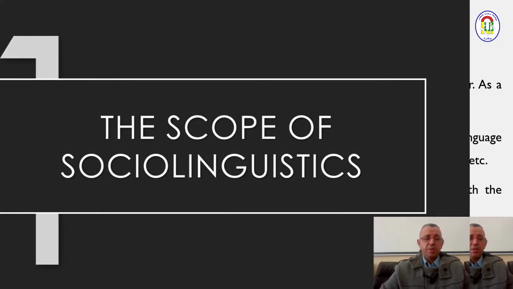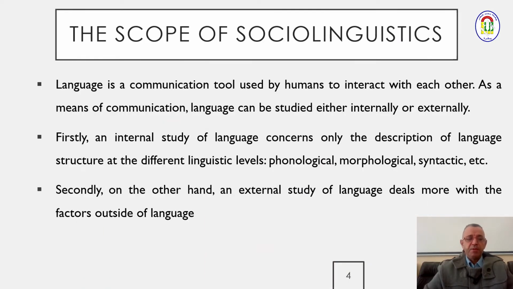Now, let's talk about the scope of social linguistics. Of course, language is a communication tool used by humans for the sake of interaction, to interact with each other. As a means of communication, language can be studied either internally or externally, and we talked about it in part 1. For a better understanding, let's review it in the second part of this second theme.